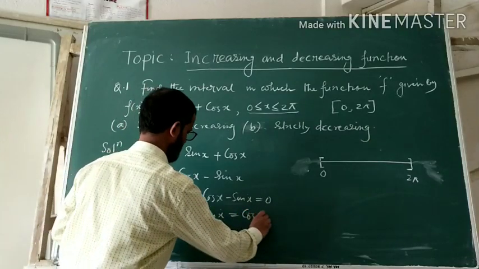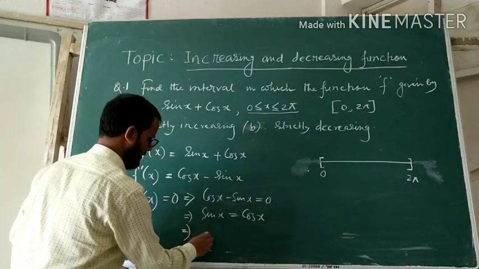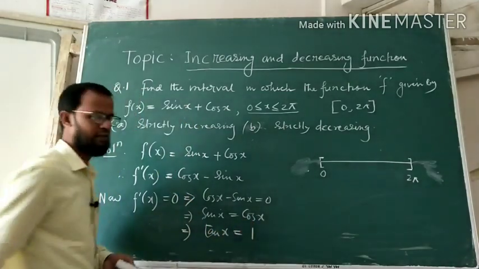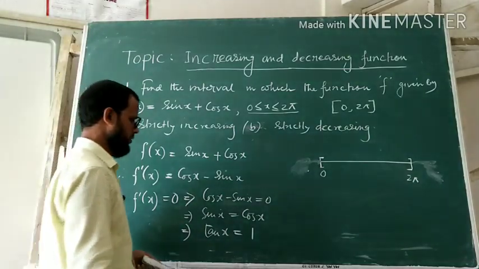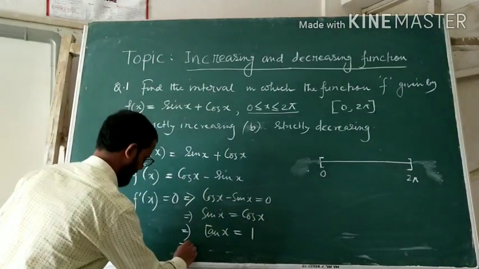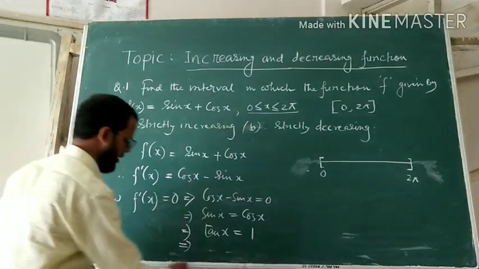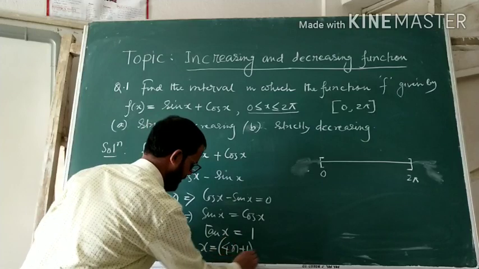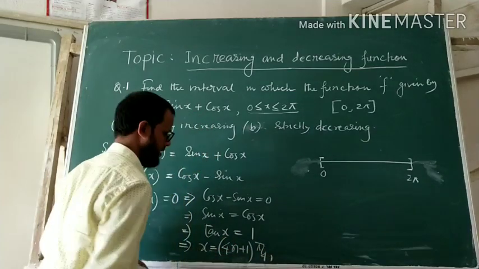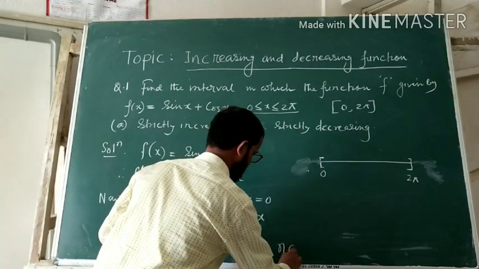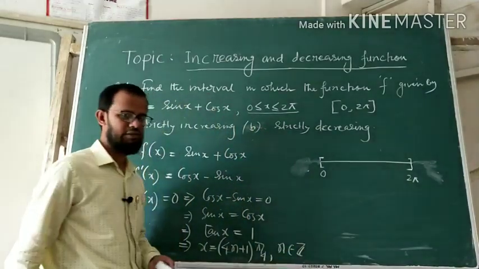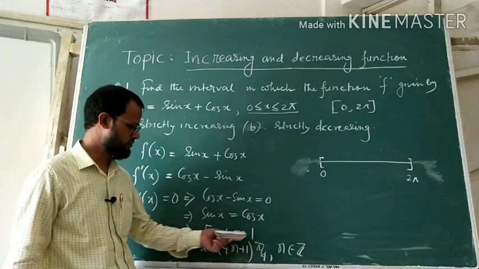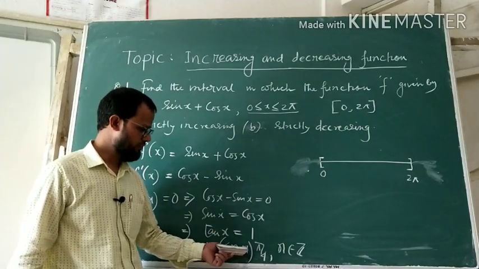From here, sin x equal to cos x implies, dividing by cos x, sin x by cos x becomes tan x, and the right hand side becomes 1. And you know that tan x equal to 1 implies its general solution is (4n plus 1) into pi by 4, where n is an integer. You got this in the first year. That is called solution of trigonometric equations. So tan x equal to 1 implies x is equal to (4n plus 1) into pi by 4.